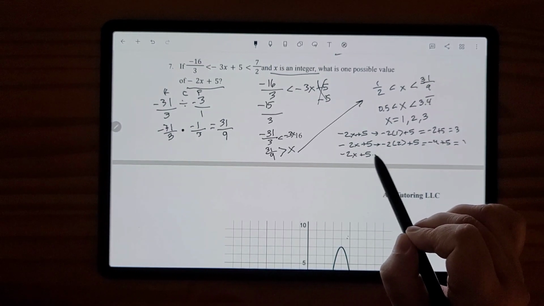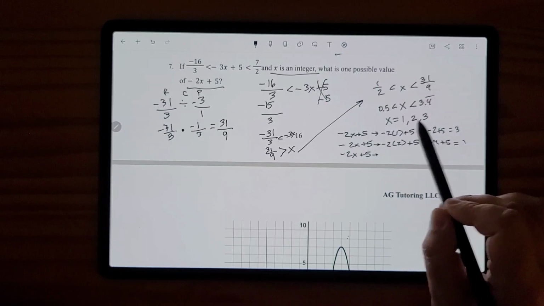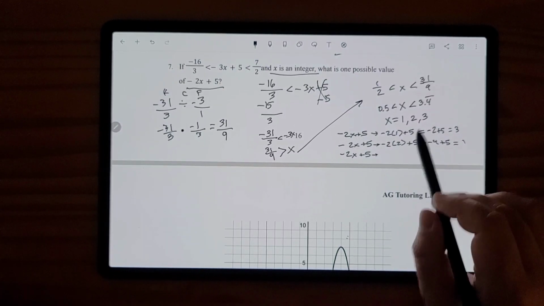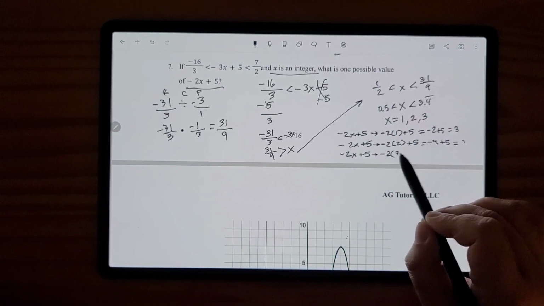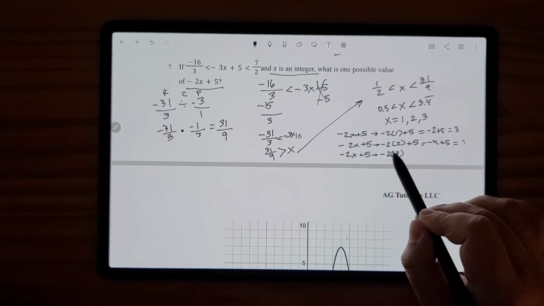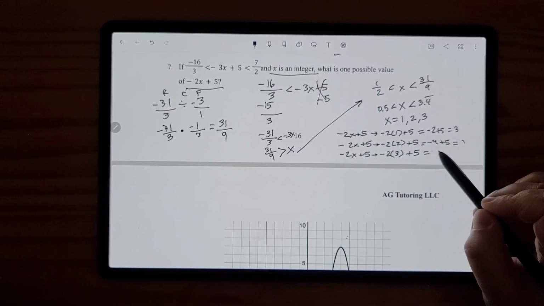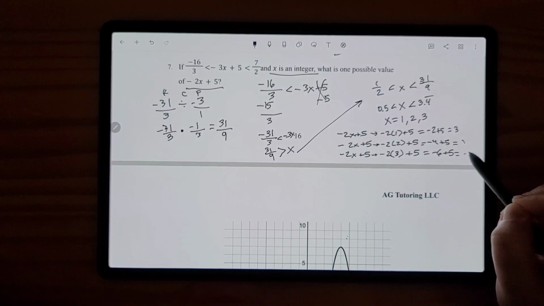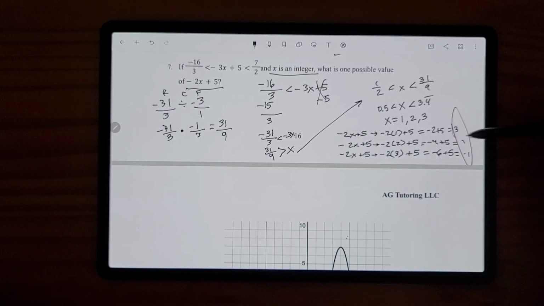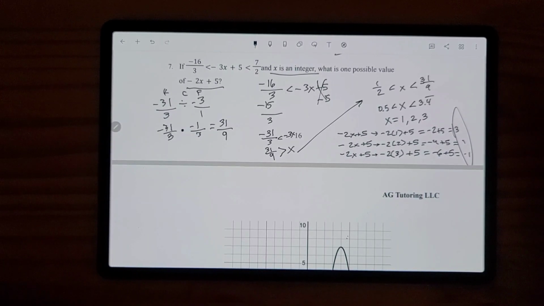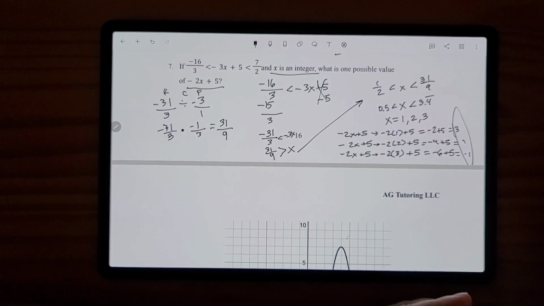And then I'm going to do the same thing for the last possible value of x, which is 3. I'm going to say -2 times 3 for my x value, plus 5, is going to equal -6 plus 5, which equals -1. So these are your possible answer choices. What you would do is just pick one of those. You're not going to write every single one of those as the answer. It just asks you to pick one of the possible answers. So if you plugged in any of these, you would be marked correct.